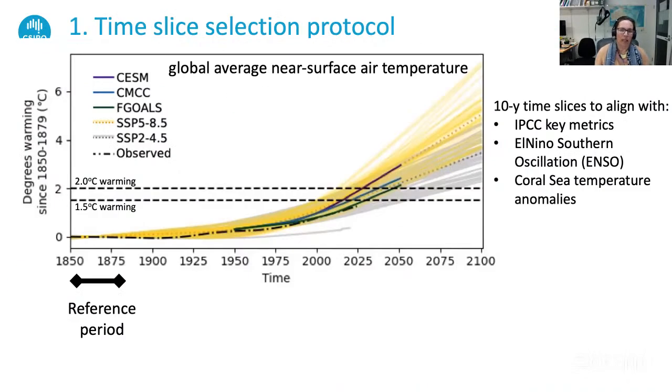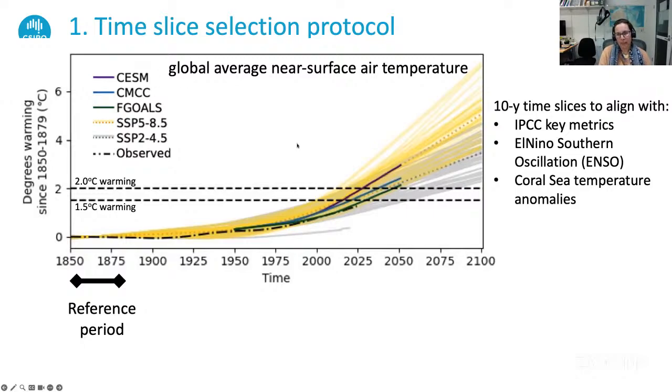So first, time slice selection. Here it's just to put those models into perspective of the larger CMIP6 ensemble. And here we're looking at the global average near surface temperature. You look at the evolution, and those HighResMIP runs go from 1950 all the way to 2050, which is good enough for us, especially in terms of management. But those HighResMIP runs are following the SSP5-8.5, which is usually said to be one of the more catastrophic types of scenario.